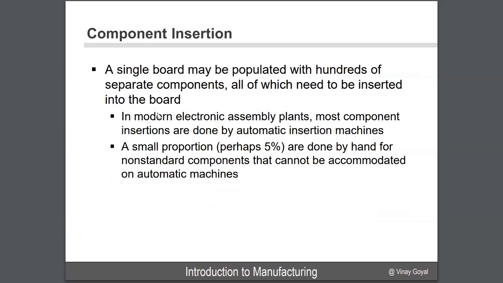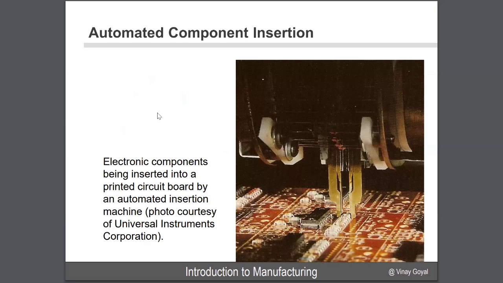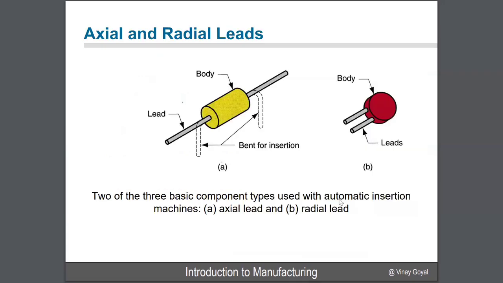Today, a lot of these insertions are done automatically. A very small portion is done by hand. That's very non-standard, but it can be accommodated with automatic machines. Here you have the automatic component insertion. Electronic components are inserted into the printed circuit board. Now I look at the 2 or 3 basic types using automatic insertion machines. A is an axial lead, which I show here. That's your body, and that's your lead. And this can be bent for insertion. And then B, your radial lead. That's your body, and that's your lead.